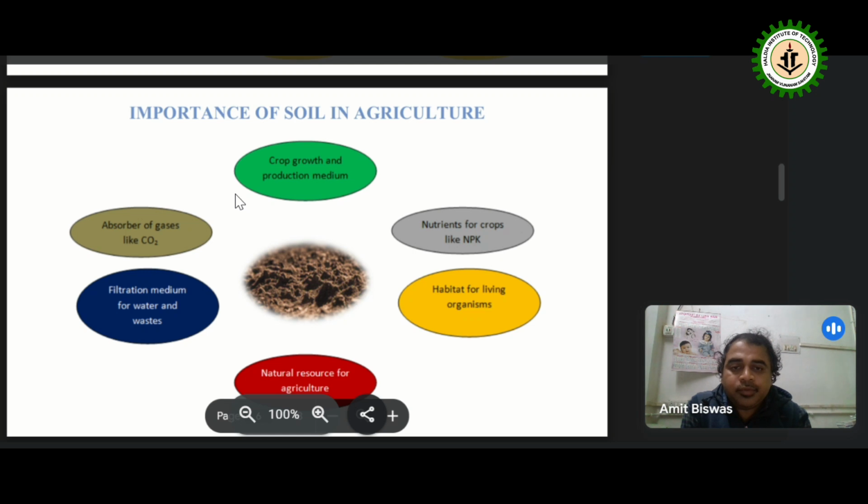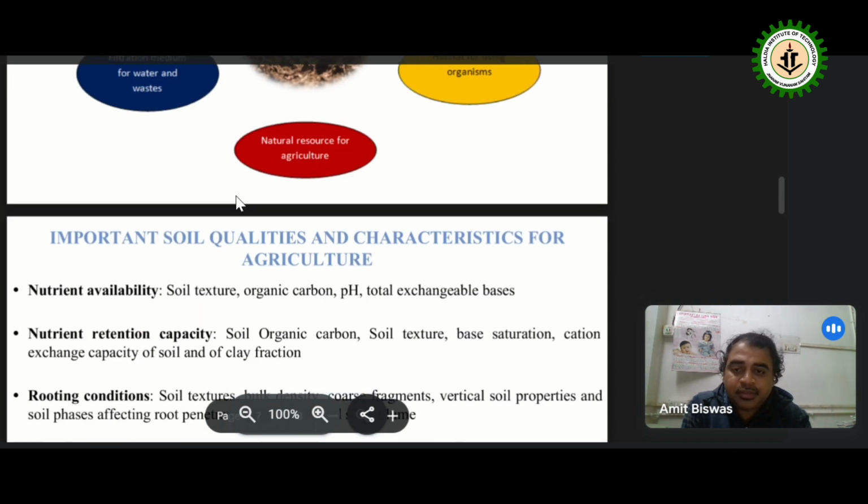Now the importance of soil in agriculture. Why is soil important in agriculture? Soil acts as a natural resource for agriculture. It is the crop growth and production medium. It provides nutrients for crops like NPK. It is a habitat for living organisms. It acts as an absorber of gases like CO2. It acts as a filtration medium for water and wastes.